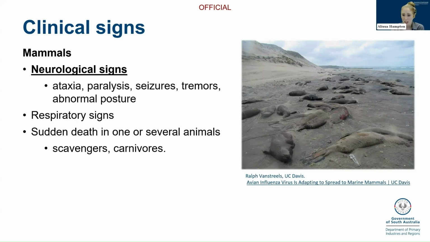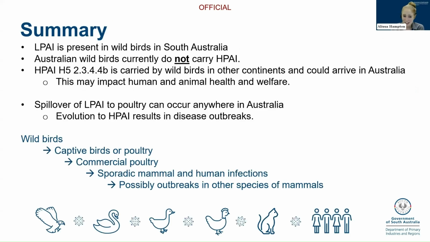Next slide. So in summary, low path avian influenza is present in wild birds in South Australia, but they do not carry HPAI like wild birds in other countries. The new clade HPAI H5 2344B has not been detected in Australia, but could arrive here having health, welfare, economic impacts on poultry, wild birds, domestic and wild mammals, and even humans.